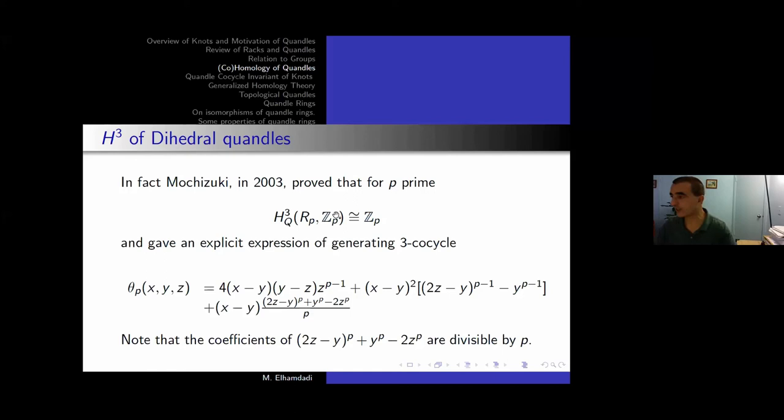formula for the generator here, the H3, the quandle H3 of the dihedral quandle R_p. P is prime, then this is Z_p with operation 2y minus x. The cohomology with coefficients in Z_p is one dimensional, and he gave an explicit formula for the generating three-cocycle. This is the explicit formula for it. Notice that this piece here is divisible by p, then this quotient makes sense. This appeared in a paper by Mochizuki.